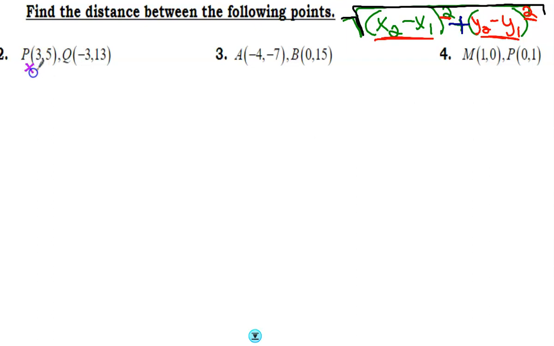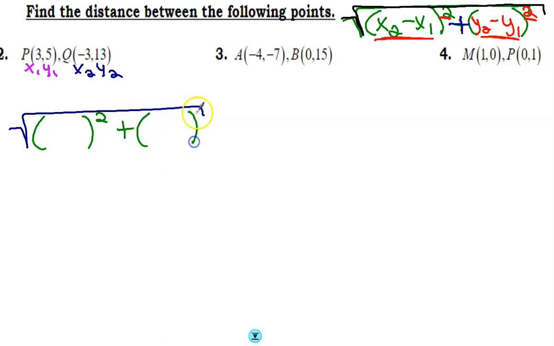So P, we're going to just identify it as x1, y1 as the first point that's written. And Q is x2, y2, which just means the second point that's written. I'm going to make my square root, my squareds, my parentheses, and my plus. So I like to set it up before I plug things in. So I kind of make the frame of the formula before I know what I'm plugging in.